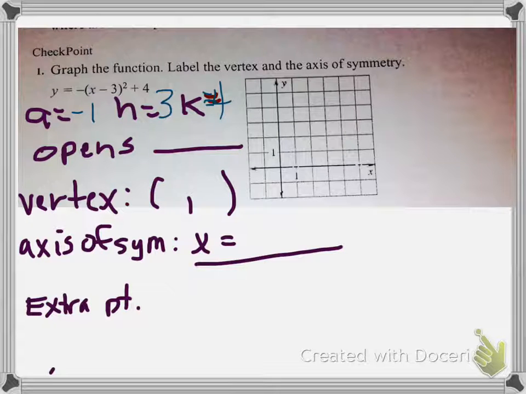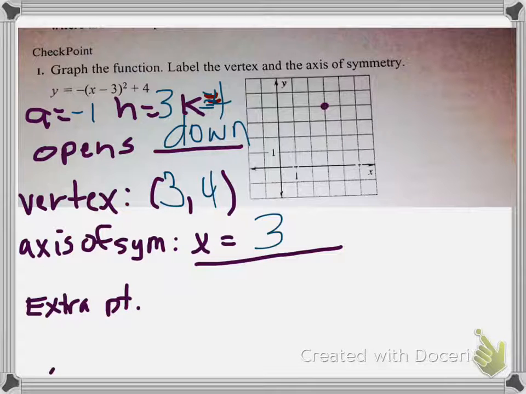Because your A is negative, or it's less than 0, this is going to open down. What is my vertex? What's the H and K? According to what we wrote up on the top, my H is 3 and my K is 4. Because my H is 3, that would mean my axis of symmetry would be 3. So I could go ahead and plot this. This is the easiest part right here. So we're going to go ahead and graph this.